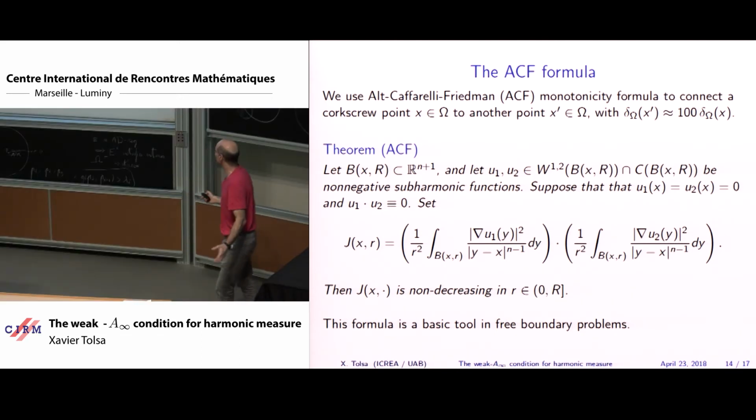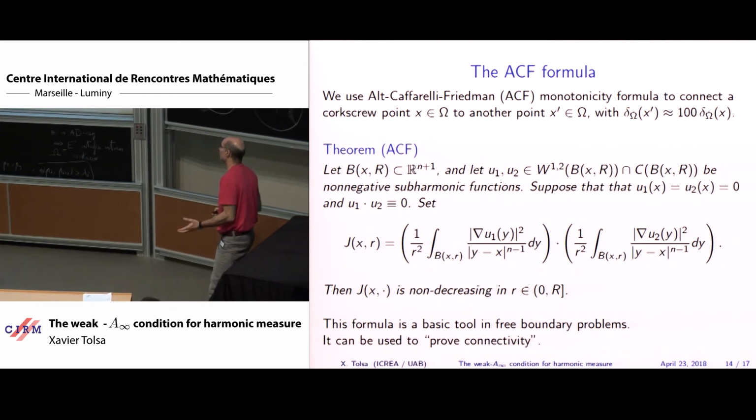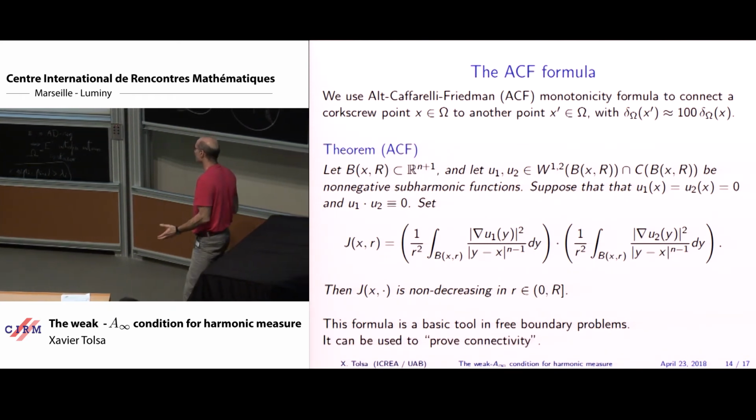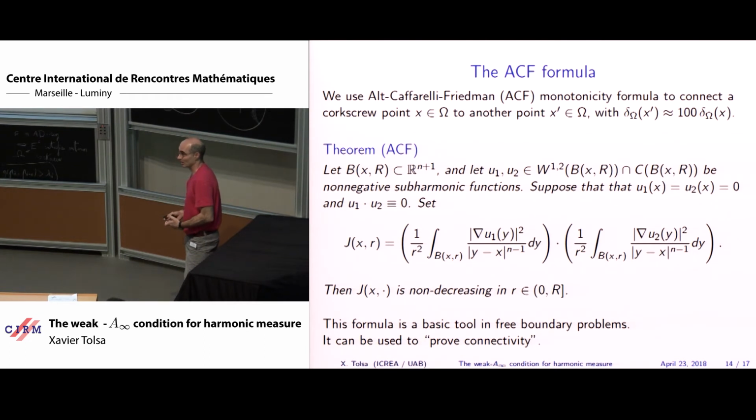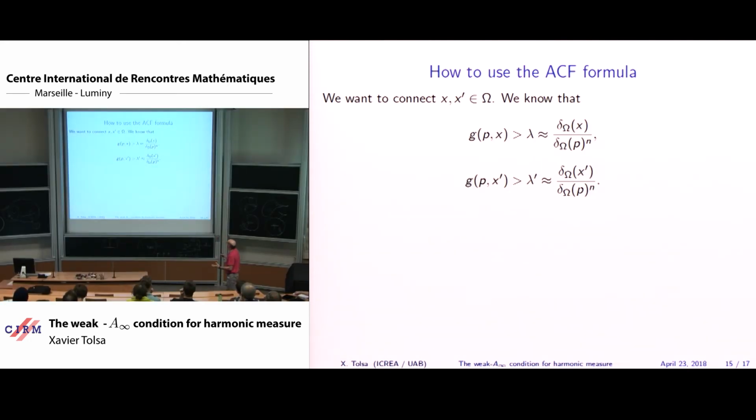So people that work in free boundaries know this formula very well, and it is used to prove some connectivity results, or also to prove some regularity results in free boundary problems, for instance, involving two phases. So why is this formula useful in order to prove connectivity type results? Here I sketch some possible approach. This is not exactly the same approach we follow in the paper, and I am cheating a little, but the possible idea is this one.